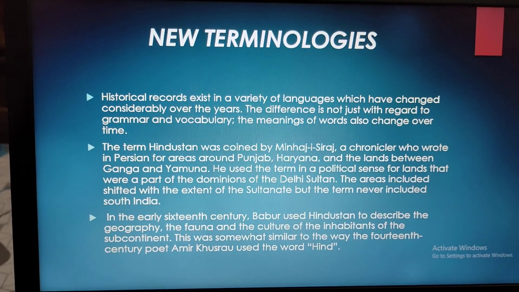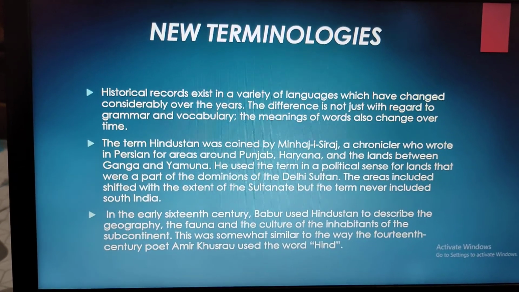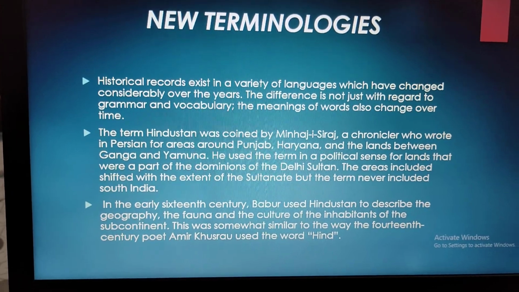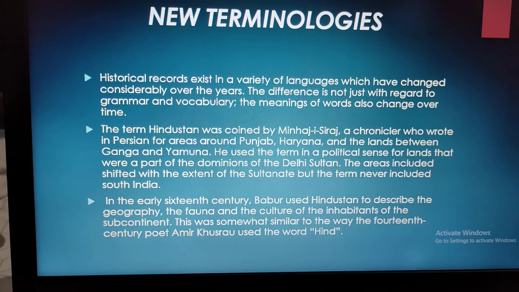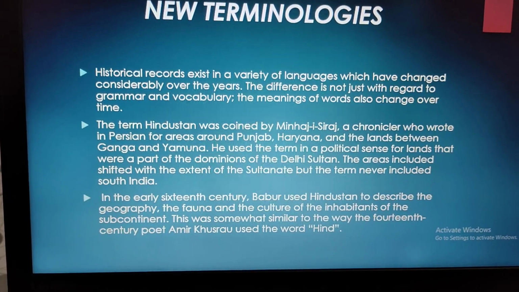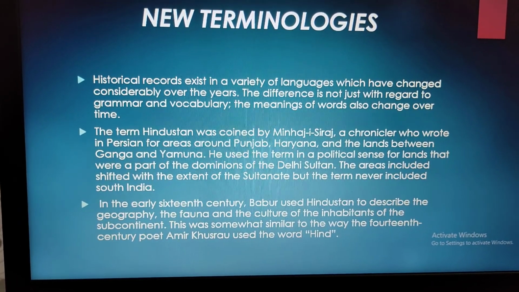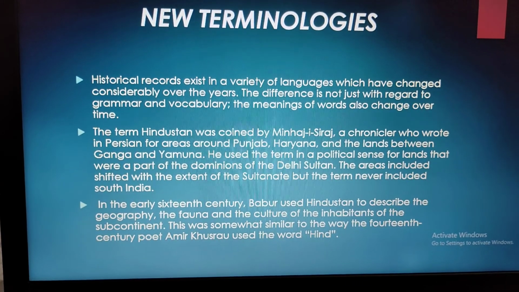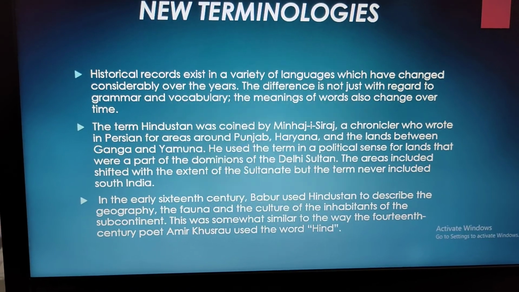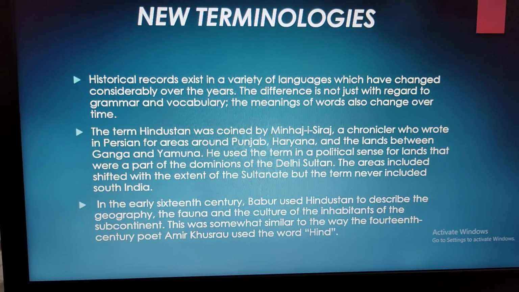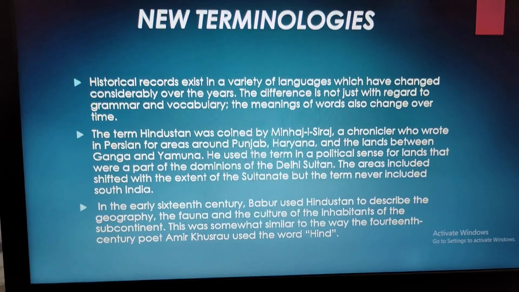The term Hindustan was coined by Minhaj-e-Siraj during the Delhi Sultanate, when your Delhi Sultanate was there. He used this term for the areas around Punjab, Haryana and the land between the Ganga and Yamuna, but South India was never included in it. In the early 16th century, Babur used Hindustan to describe the geography, the fauna and the culture of the inhabitants of the subcontinent. This was somewhat similar to the way the 14th century poet Amir Khusrau used the word Hind.